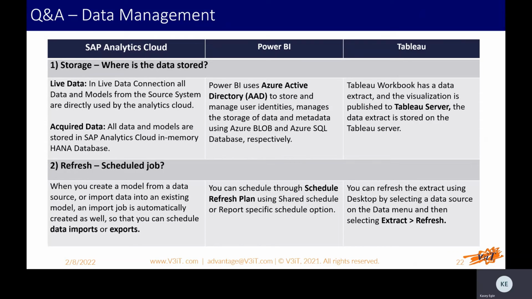For refreshes and scheduling jobs, in SAC, when you create a data model from a data source or import data into an existing model, an import job is automatically created as well so that you can schedule data imports or exports. For Power BI, you can schedule through the scheduled refresh plan. And for Tableau, you can refresh the extract using Desktop by selecting a data source on the Data menu and then selecting Extract and Refresh.